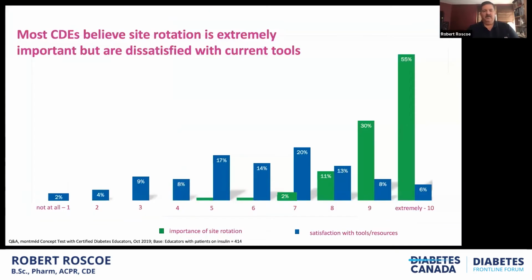So it's kind of interesting that the theory is well known, but the practice is not readily followed. When we've surveyed certified diabetes educators, is site rotation important? It's easily seen by the green bars that over 85% of CDEs thought that this was a very important role. But did they have a good tool to teach or use? With the blue bars, you can see they're all over the place. So nothing really go-to in terms of using a particular product to help teach.